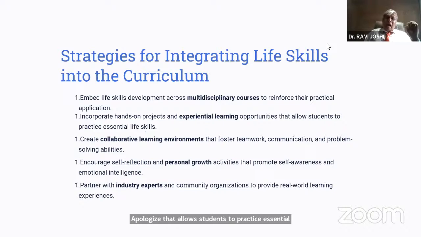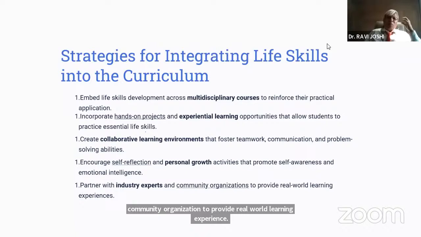See, it happens automatically. I told you sometime before, there is a list of skills to be developed. It doesn't mean that for every skill you are going to have a separate session, but you have to build it in, blend it into your teaching-learning experiences so that you can develop life skills. Create a collaborative learning environment that fosters teamwork, communication, problem-solving abilities. Encourage self-reflection and personal growth activities that promote self-awareness and emotional intelligence. And partner with industry or organization experts and community organizations to provide real-world learning experiences.